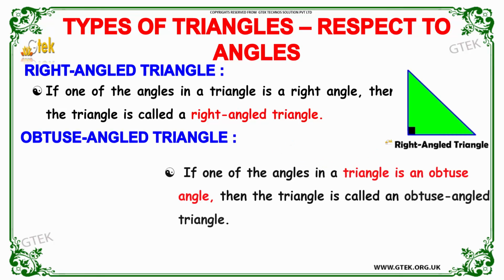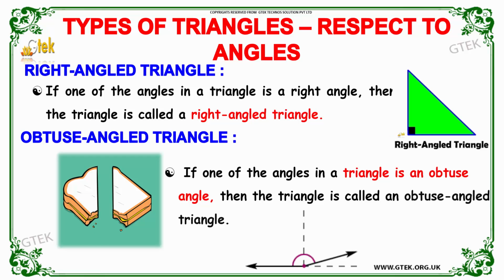Next we are going to study about the right angled triangle. In a right angled triangle, one of the angles of the triangle will be a right angle, that is 90 degrees. And if a triangle has one right angle, then it is said to be a right angled triangle. Whereas in your obtuse-angled triangle, one of the angles in the triangle will be an obtuse angle. Then the triangle is said to be an obtuse-angled triangle.